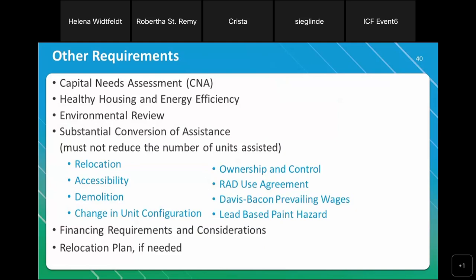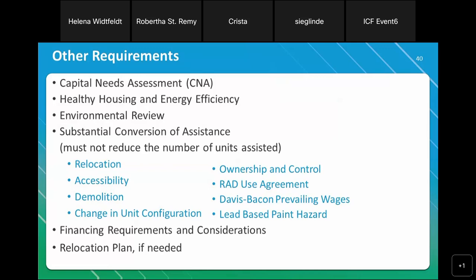Performed, environmental reviews done, because it is a disposition, substantial conversion of assistance, and the amount cannot reduce the number of units assisted, because we just heard one for one. So there is relocation, accessibility, demolition, change in unit configuration, ownership and controls that change, RAD use agreement. These are new buzzwords. The Davis-Bacon prevailing wage will apply on the RAD conversion, and then your lead-based paint hazards.